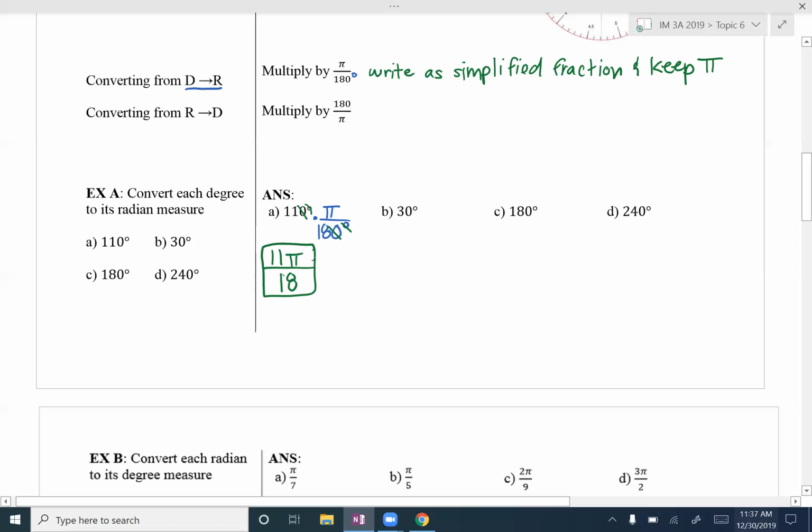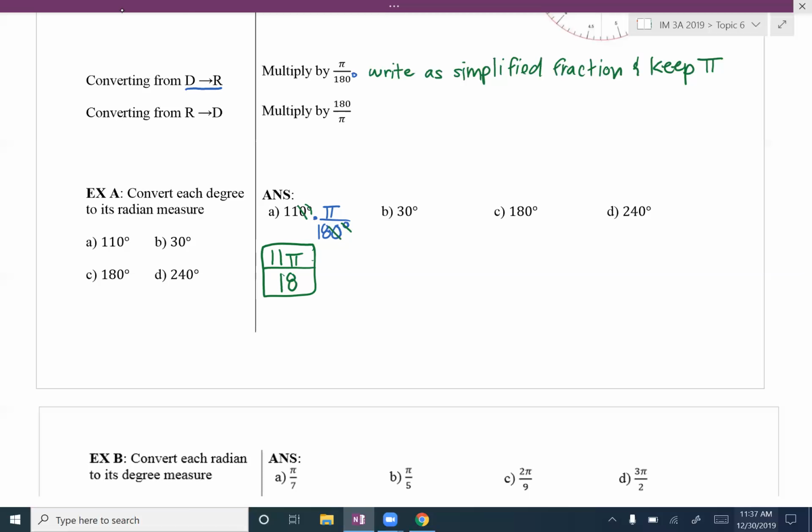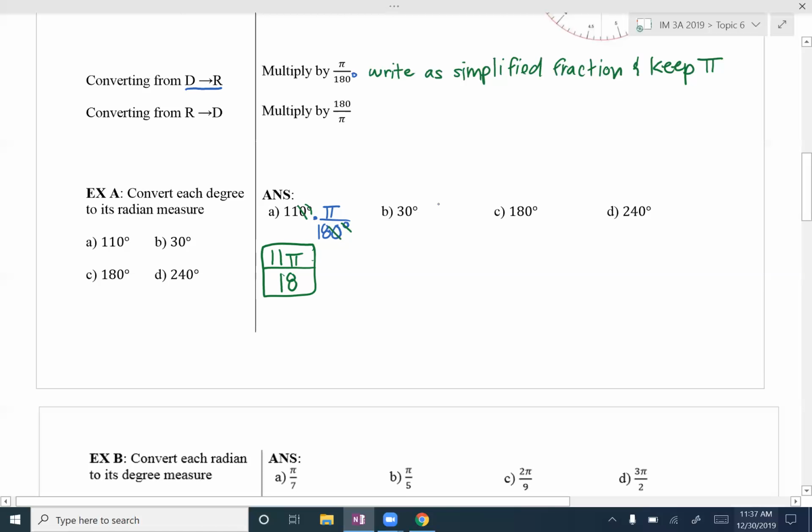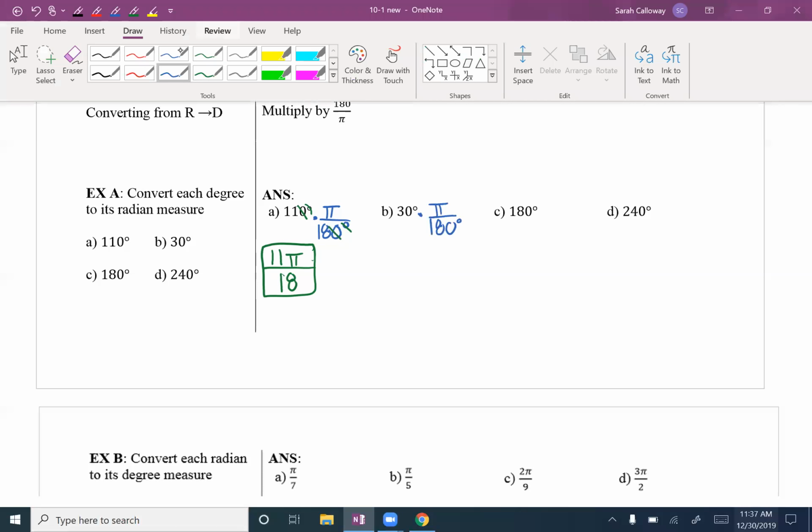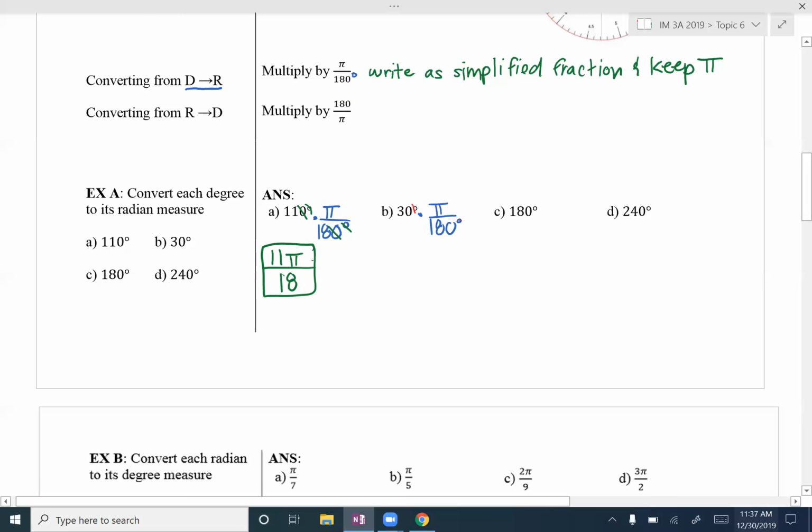If I do the 30 degrees, so we're going to multiply by pi over 180. And then reduce what we can. We will always be able to reduce that degree measure. So that's the clue that we're using the correct form of the ratio to convert. And then this one again ends in a 0, so I can divide by 10. And reduce out the zeros. So I've got 3 pi over 18, but 3 and 18 reduce more. 3 goes into 18 6 times, so this is actually equal to pi over 6 radians.